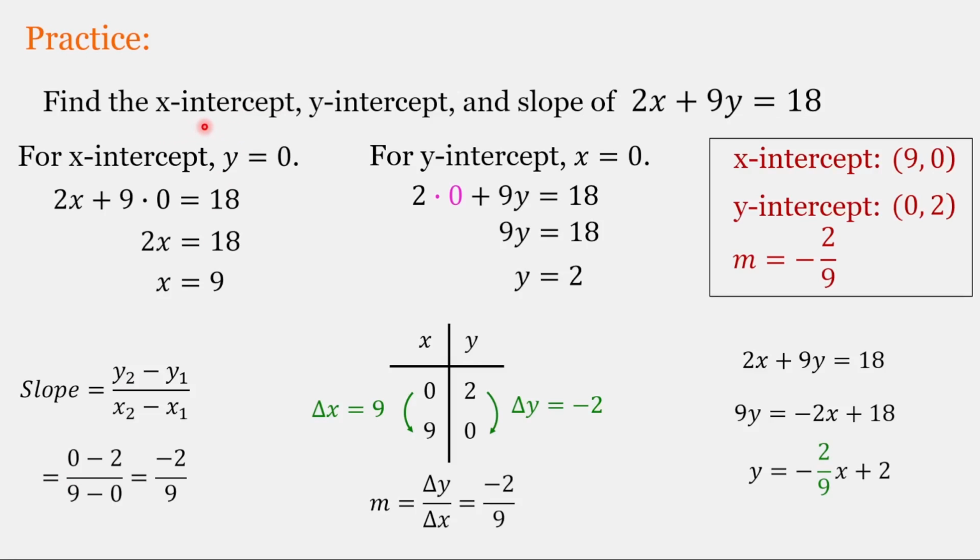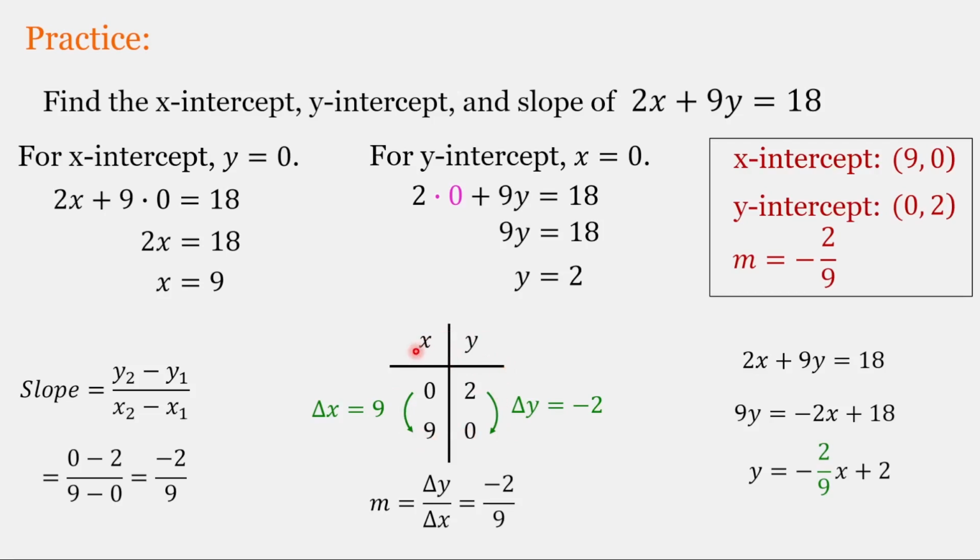Okay, so for these 2 equations, we're going to find the x-intercept, the y-intercept, and the slope. So to find the x-intercept, we set y equal to 0 and solve for x. For the y-intercept, we set x equal to 0 and solve for y. And then you have a couple of options for finding the slope. We can use that formula we've been using, where the slope is equal to y sub 2 minus y sub 1, all over x sub 2 minus x sub 1.